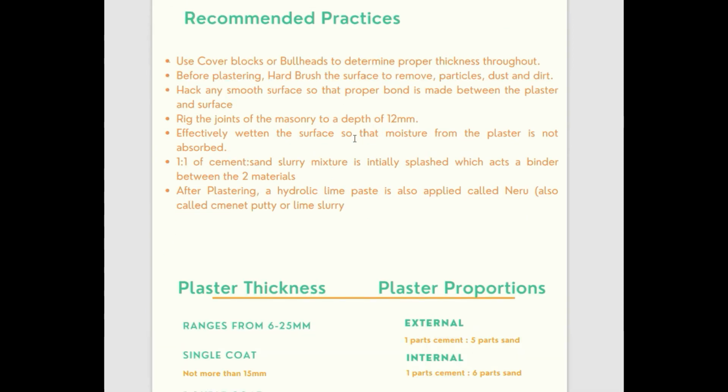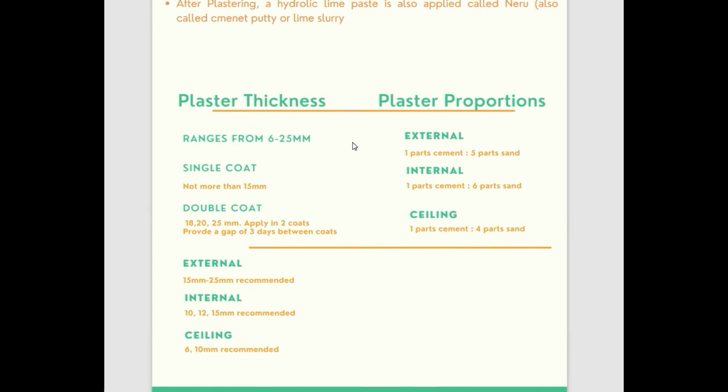Similarly, as we move down, there are even recommendations for thicknesses and proportions. For external, it is recommended a 1:5 mixture, which is 1 part cement and 5 parts sand. For internal, it's 1:6, and for ceiling, it's 1:4.